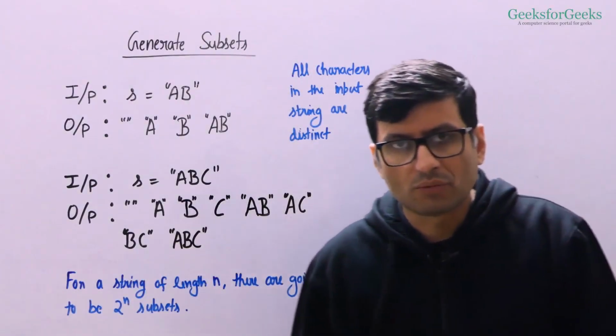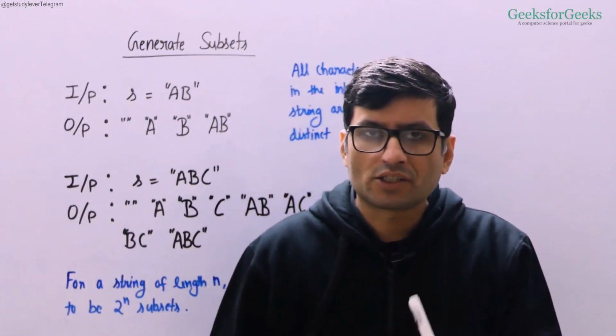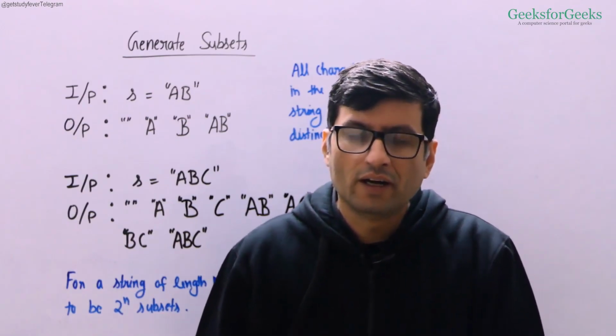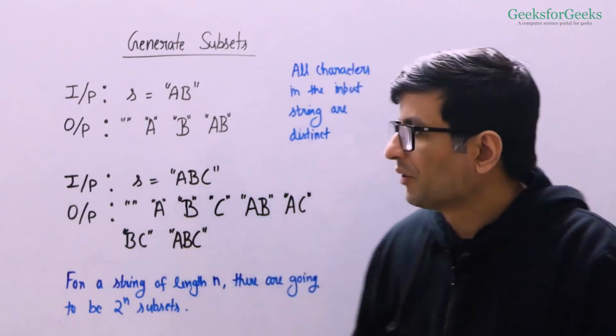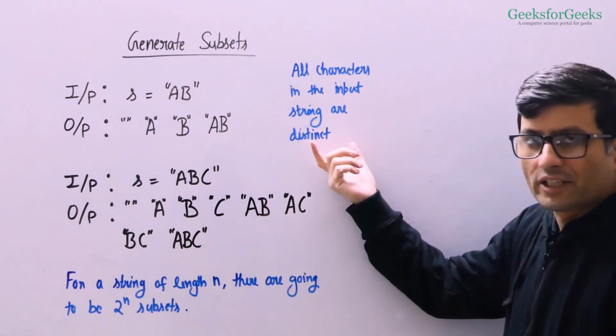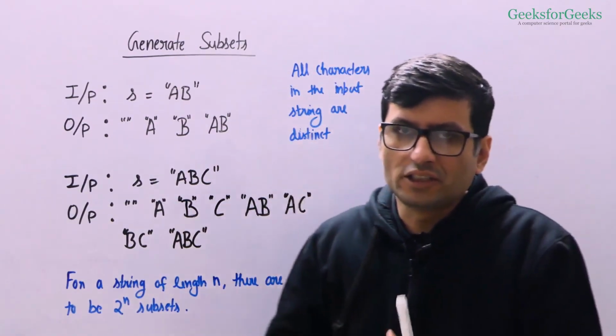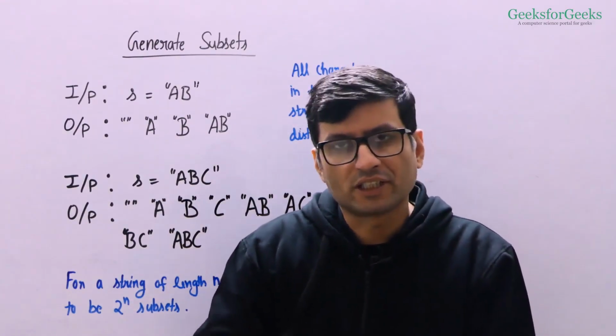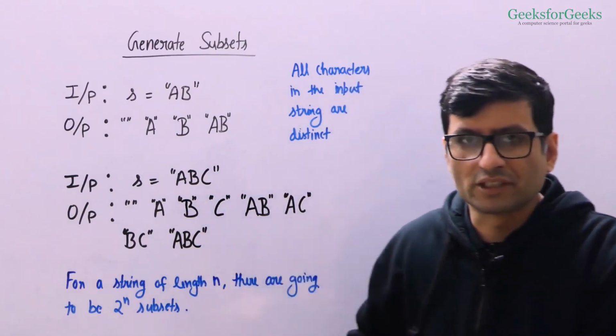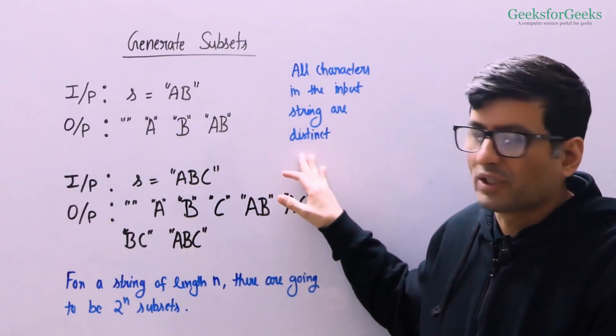Let us talk about this problem. We are given a string of length n. Our task is to generate all subsets of this string. We may assume that all the characters in the string are distinct. See, the given string represents a set, and sets typically have distinct values. That's why we are making this assumption. This looks valid as well.